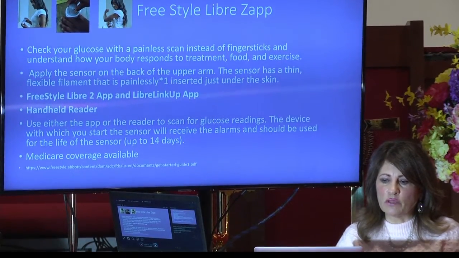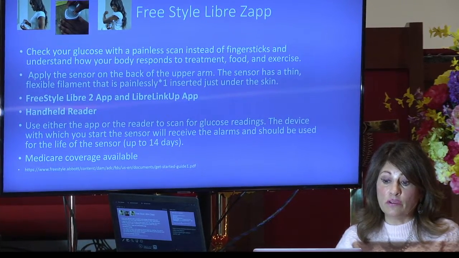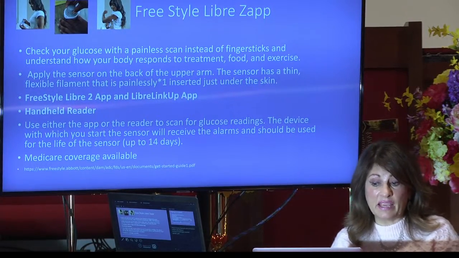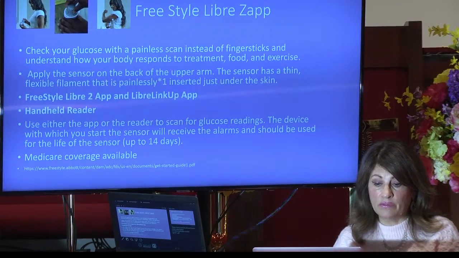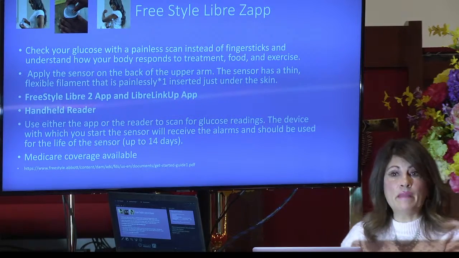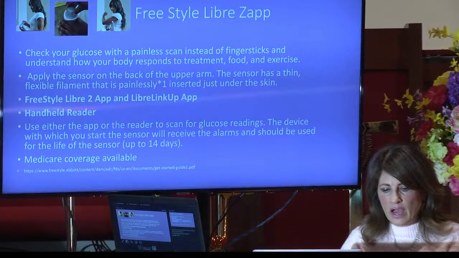You check the glucose with a painless scan instead of finger sticks. And you apply the sensor in the back of your upper arm. The sensor has a thin filament that is painlessly inserted just under the skin. You do it yourself. You use the handheld reader. And Medicare covers this. So this is something you might want to look into.